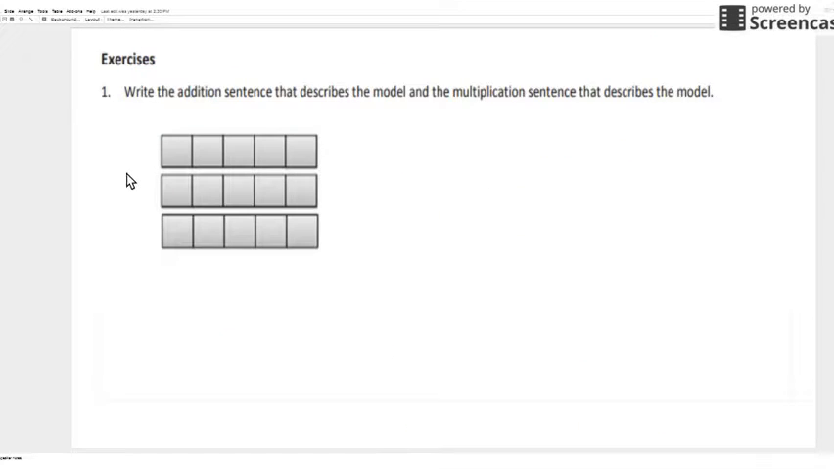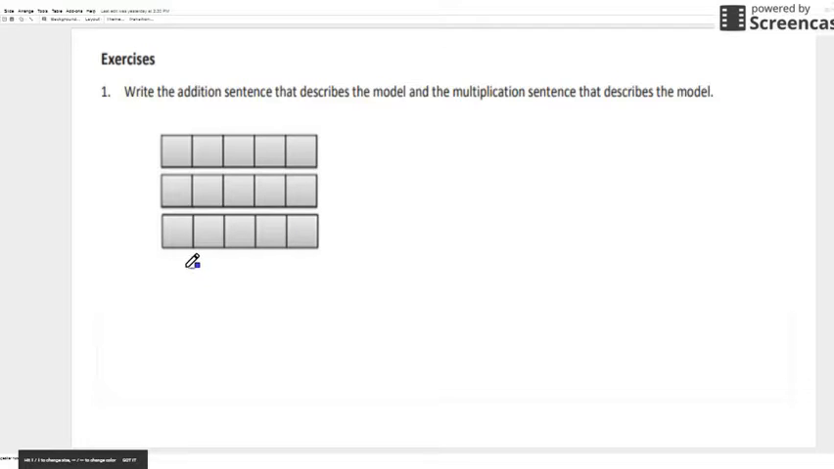All right, hello students. Let's go ahead and move on to some exercises now. So here it says, write an addition sentence that describes the model and a multiplication sentence that describes the model. Well, when you see the word sentence, most people think we have to write words. Well, when it says an addition sentence, this is called an expression or multiplication sentence. This is also an expression. These are mathematical sentences.